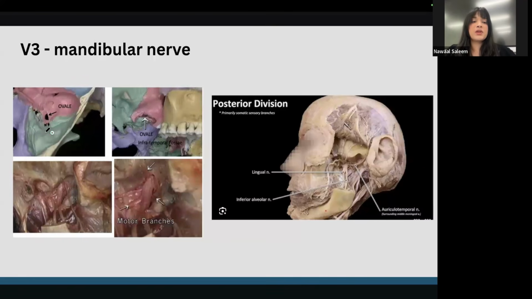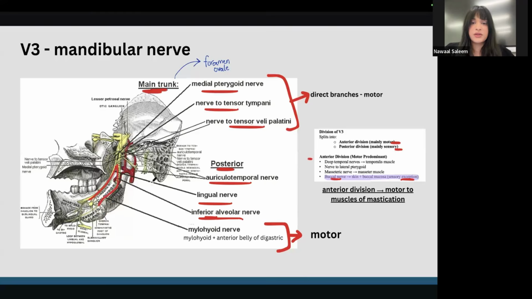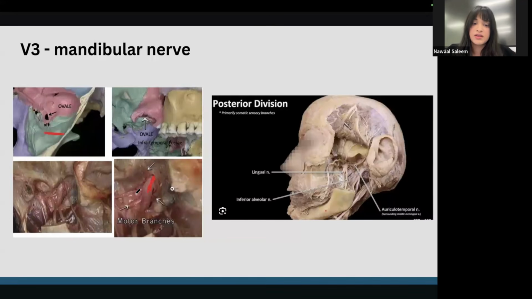Now, this is the foramen ovale. It's massive. You're going to memorize it just because of how massive it is. And then this is the mandibular nerve. And recall I said that it gives off three branches immediately, right? Those three branches were medial pterygoid, tensor tympani, and tensor veli palatini, right? So these are the three branches.